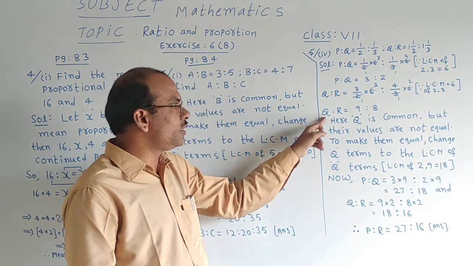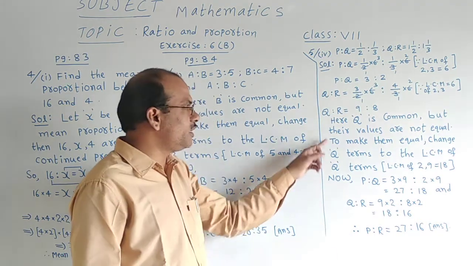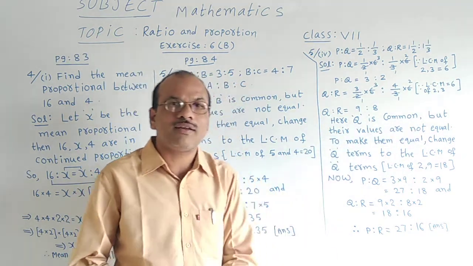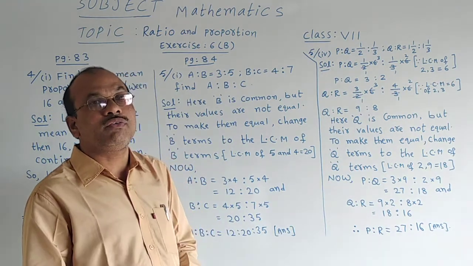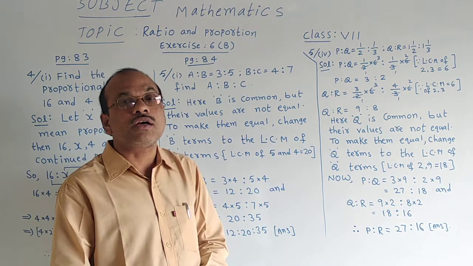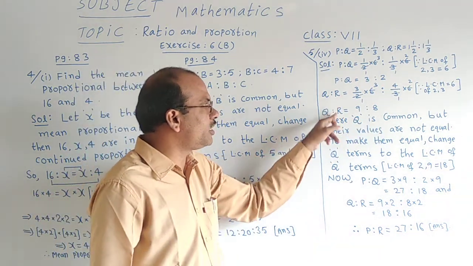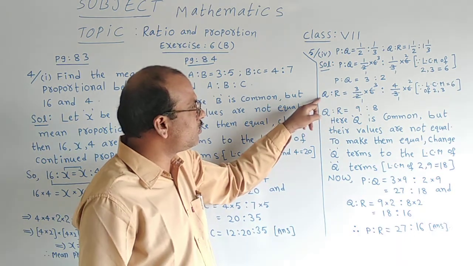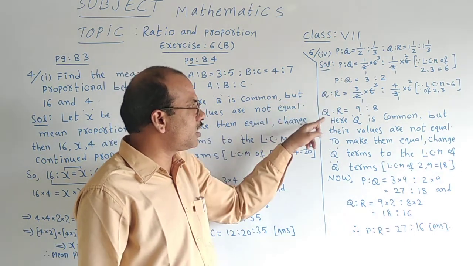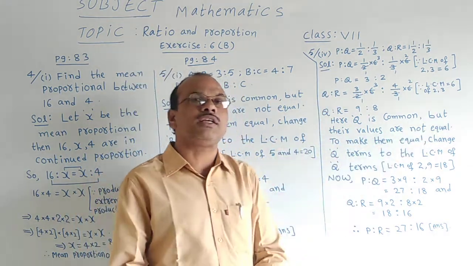Now Q is 9. Here Q is 2. Here Q is common, but the values are not equal. Wherever Q is identified, it is also identified that their values are not equal. But Q is there in both the ratios. Actually, here Q is there, and here Q is there.